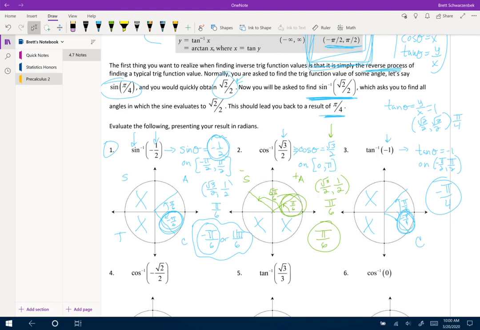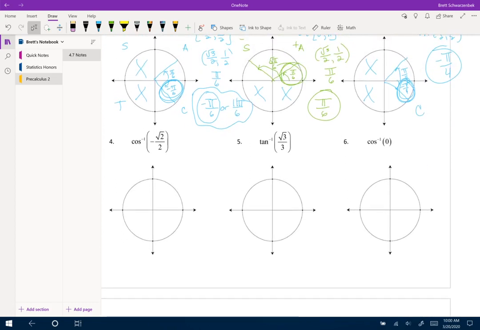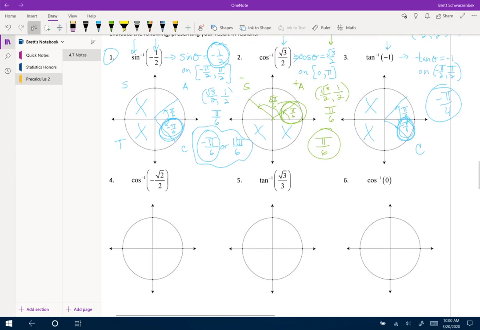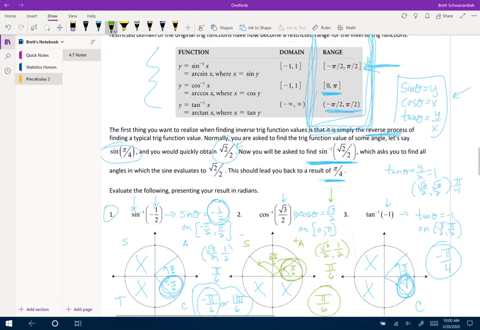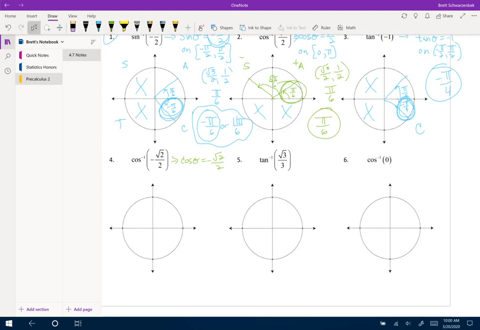Okay, so let's look at some other examples here, so a couple more. So look at number 4. We're doing the cosine inverse of negative root 2 over 2. So just as a summary again, what is that? We're looking for basically when the cosine of theta is equal to negative root 2 over 2. And remember, cosine is from 0 to pi, so on 0 to pi.